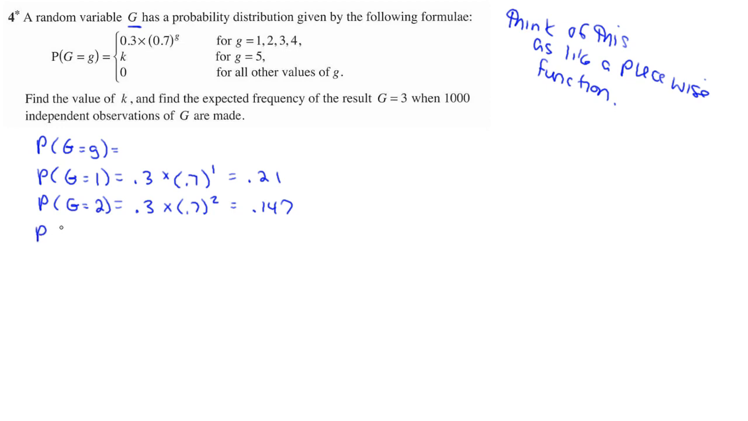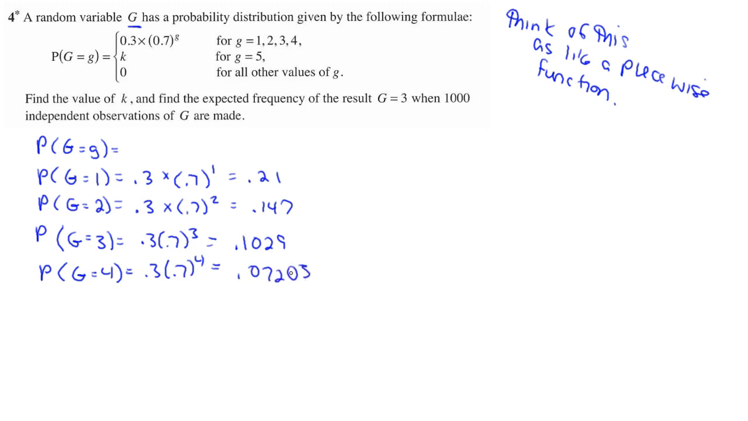All right, super. So here's what I've got. Probability of g equaling 3. I've got 0.3 times 0.7 to the third, and that's going to be 0.1029, and then g equaling 4, that's going to be 0.07203. Make sure you don't do any rounding. We're not at the end of the problem.